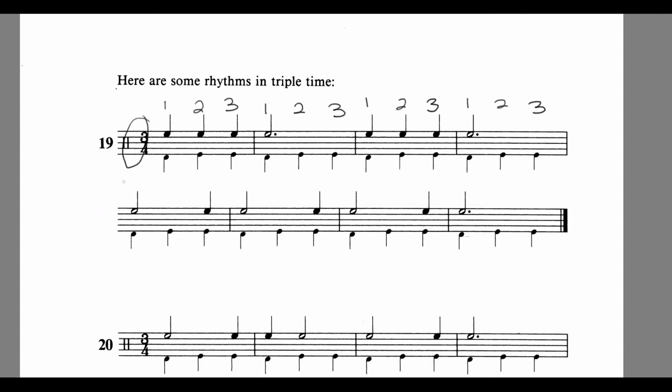Down in the second line, we have 3 beats in this measure. The half note on the first and second beats starts the measure off, and then we have a quarter note. Same thing in this next measure. Same thing in this next measure. And then finally, in this last measure, we have a dotted half note.